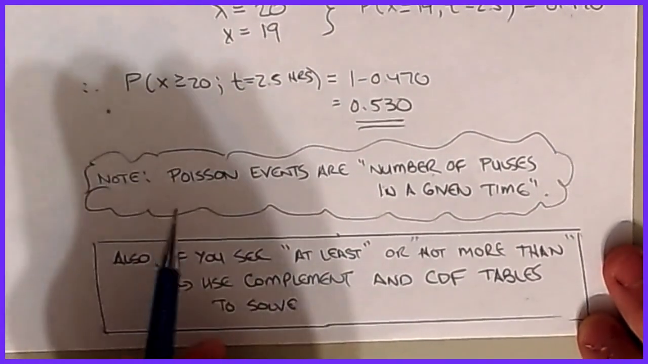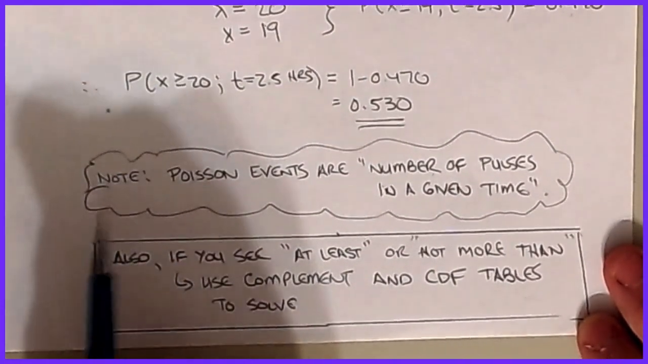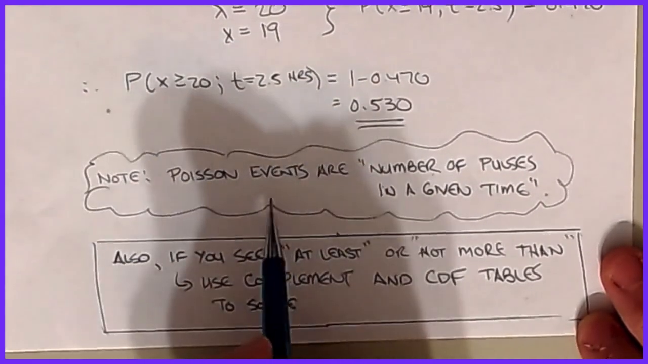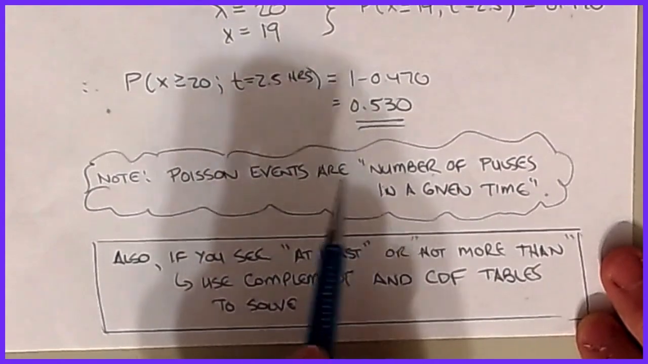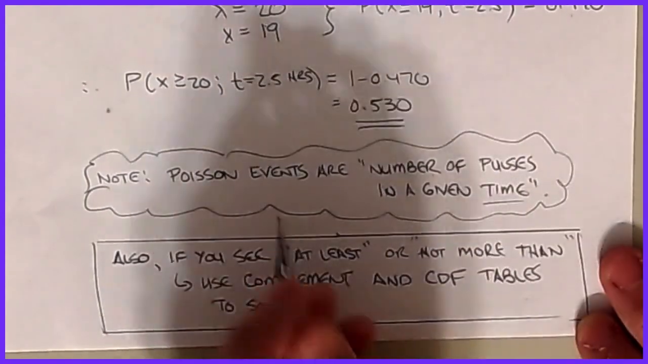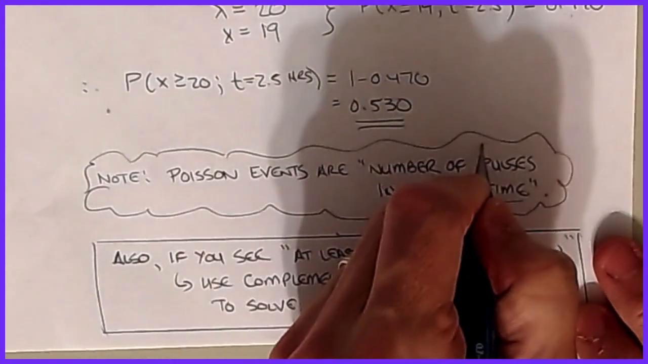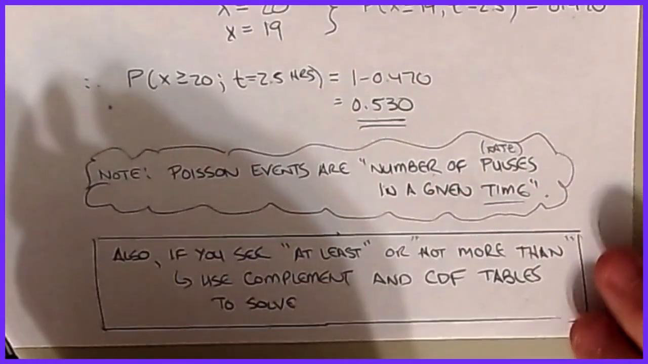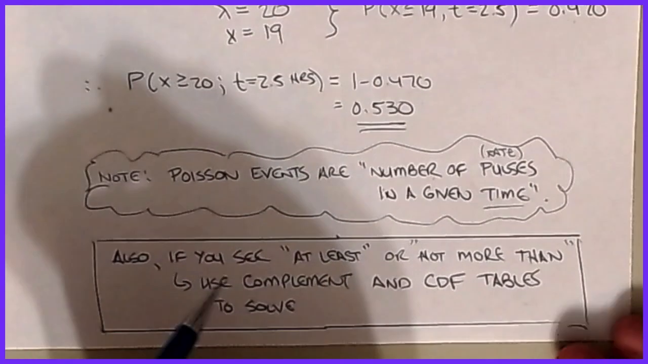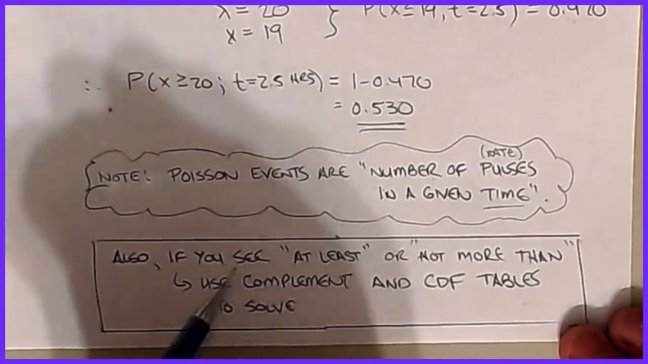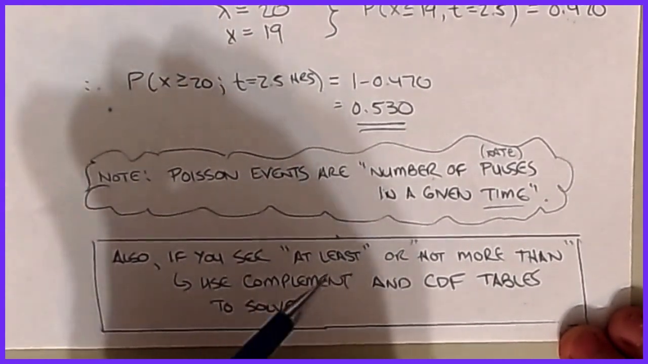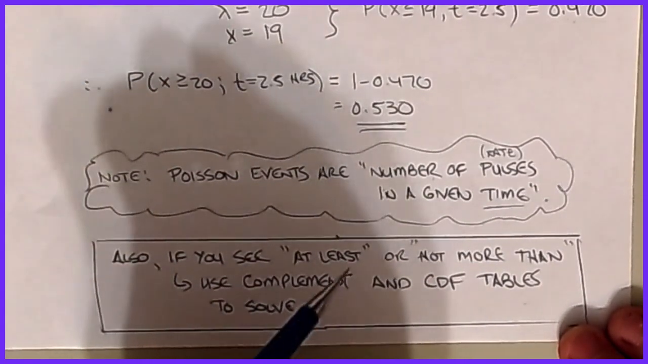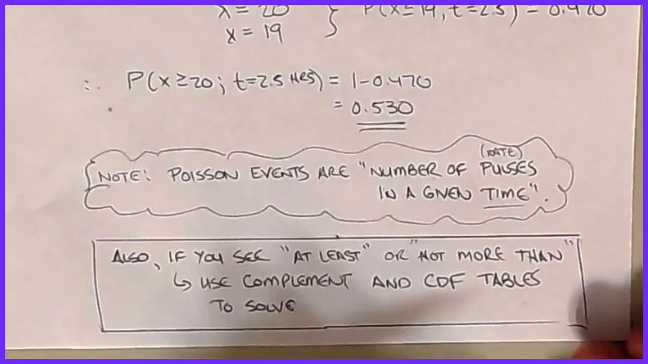All right, so to recap, and I know this is a shorter video, I just wanted to talk about the Poisson distribution by itself because it is a little bit of a different animal. We note that the Poisson events are basically the number of pulses in a given time. So there's always a time factor, and we say pulses, but that's a rate for a given time. And if you're watching for keywords, looking for at least or not more than, if you see either one of those, use a complement and the CDF tables, and these problems become very, very easy.